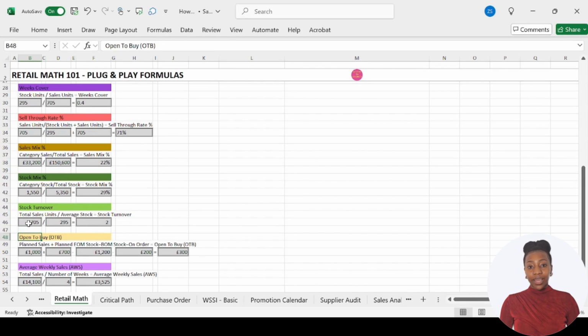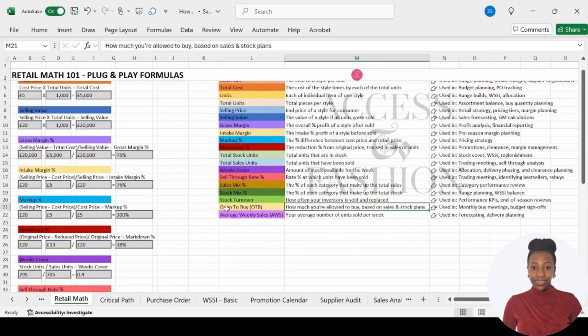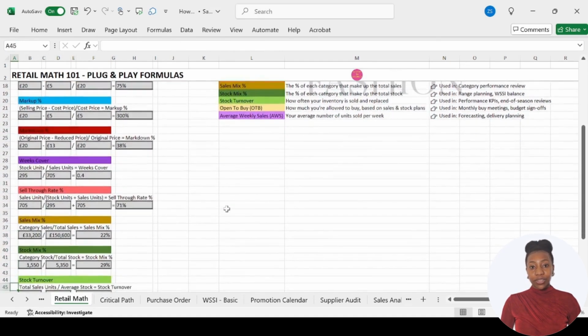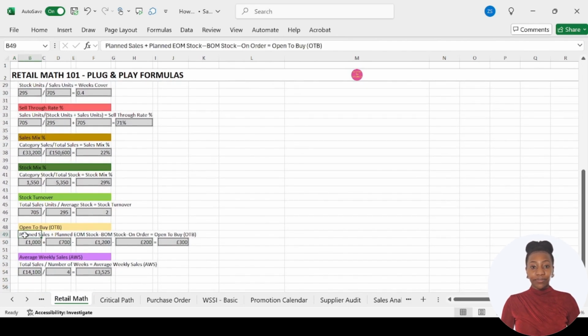So next you have open to buy, and open to buy here is how much you're allowed to buy based on sales and stock plans. That's used a lot in your monthly buy meetings, your budget sign offs. You really do not want to overbuy, but then you also don't want to underbuy. And so, again, like I said, getting that balance right is the tricky part. That's where you make your money, or that's where you get your name for yourself.